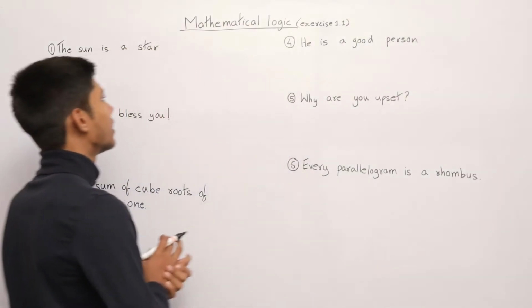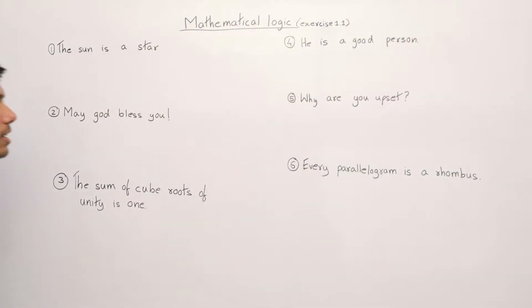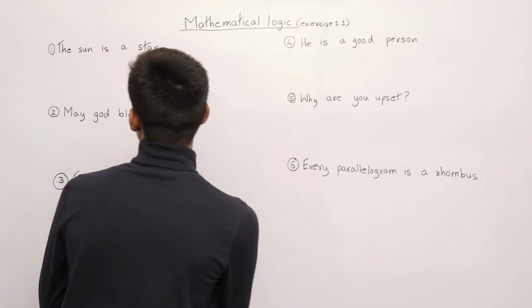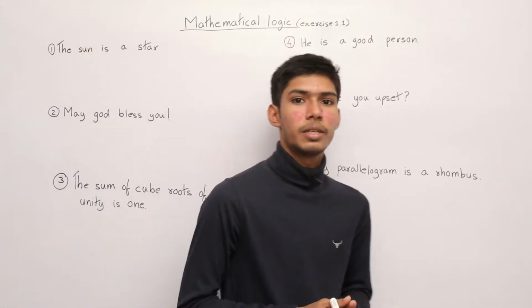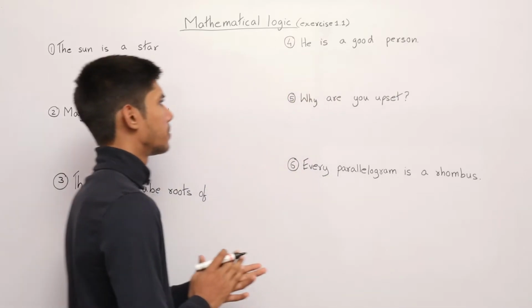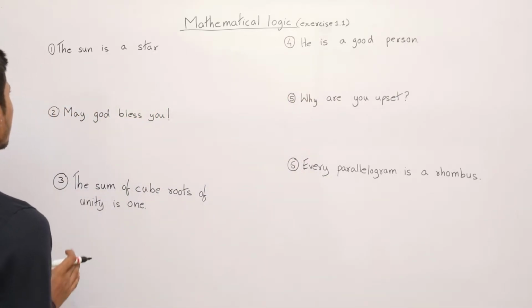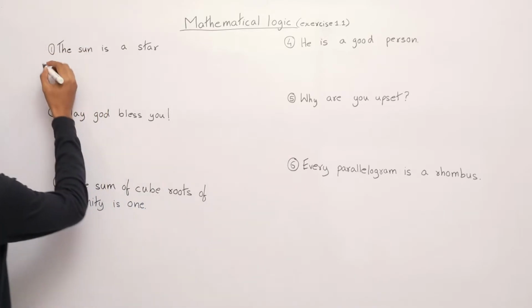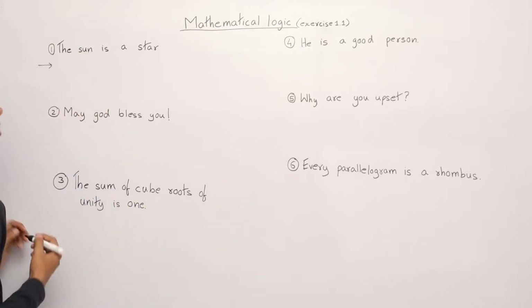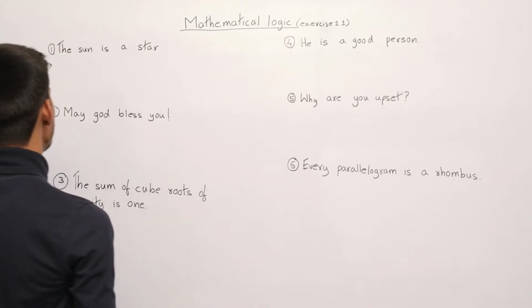Friends, now we are starting a new chapter, Mathematical Logic, and in that we are starting our first exercise 1.1. It is based on whether the statement is true or false. So let's see. First statement, the sun is a star. It is a true statement and the truth value will be t.